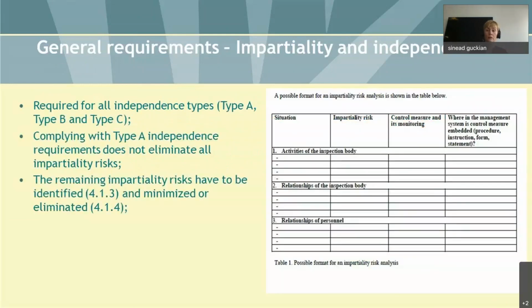And this is the format that they have suggested, which goes through the activities of the inspection body, the relationship, and the relationship of personnel. And a risk analysis is required for all different independence types, A, B, and C, because complying with type A independence, while it does increase the confidence in the impartiality arrangements, it does not eliminate all impartiality risks. And so the remaining risks have to be identified and minimized or eliminated.